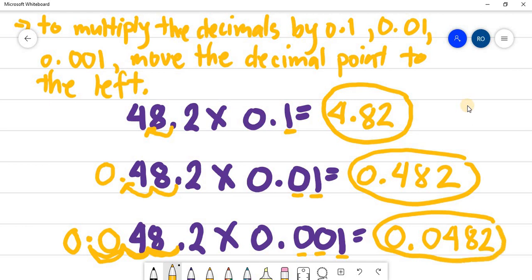See, we don't need a long solution again. So again, in multiplying decimals by 0.1, 0.01, and 0.001, we only have to move the decimal point to the left.